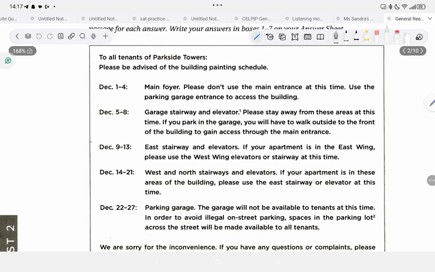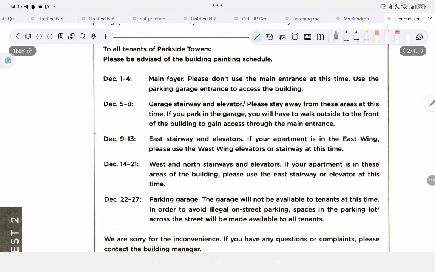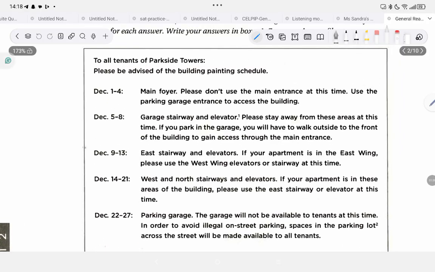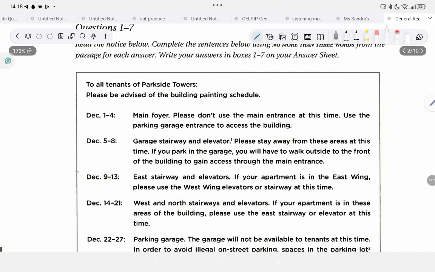Now, if you notice here, we have December 1 to 27, and we have December 1 to 4, 5 to 8, 9 to 13, 14 to 21, and 22 to 27. So all we have to do is to skim what falls under each one. December 1 to 4 says main foyer. Oh, sorry, I broke my own rule. To all tenants of parking towers, please be advised of the building painting schedule. So this is a painting schedule.